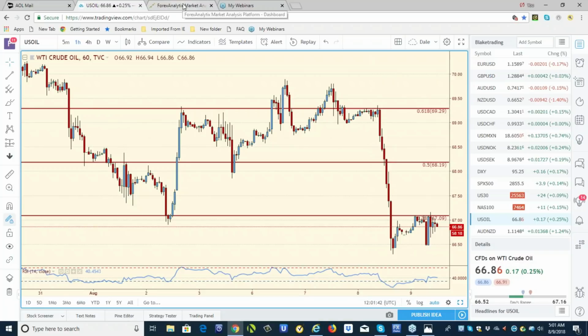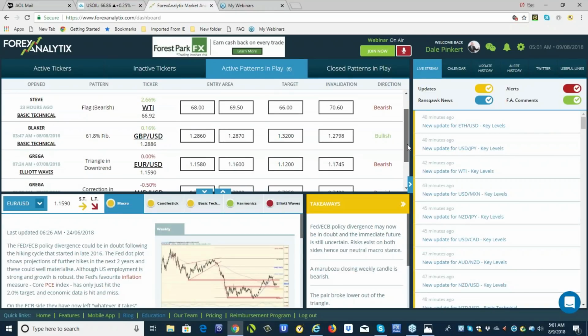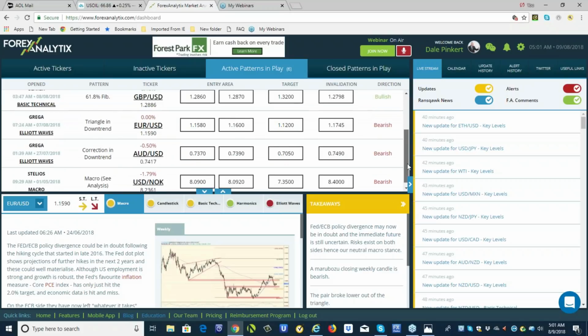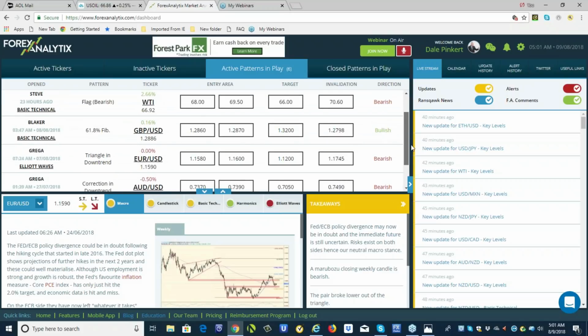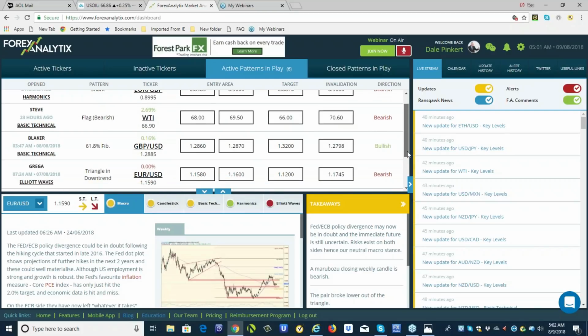So you can tell we have different patterns in play. Our hit rate's way over 50%. We have different analysis here. We have Andre with harmonics who's trying to top pick euro pound. Blake's bottom picking cable here. Cable up a bit today. Greg very bearish on what's happening in the euro. Targets are all the way down here.